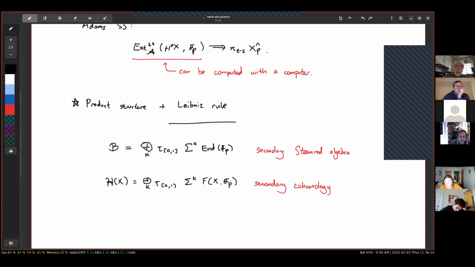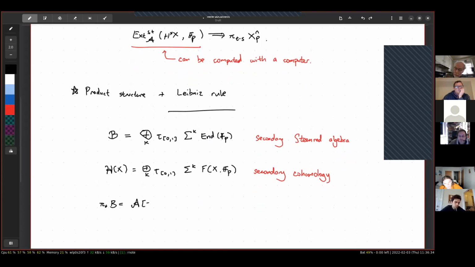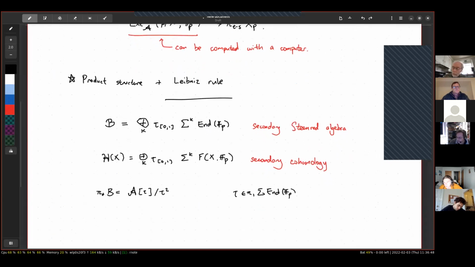So before I say a bit more about this, I just want to make a quick observation, which is that on homotopy groups, these are not very interesting. The homotopy group of the secondary Steenrod algebra, if you just look at this, you basically have two copies of the ordinary Steenrod algebra. So this is A adjoin τ mod τ², where τ is in π_1 of the suspension of End of F_p. So it's sort of the identity, but in the other piece, the funny bit of it. And then the homotopy groups of the secondary cohomology is the ordinary cohomology adjoin τ mod τ², and this is as a π_* B-module.